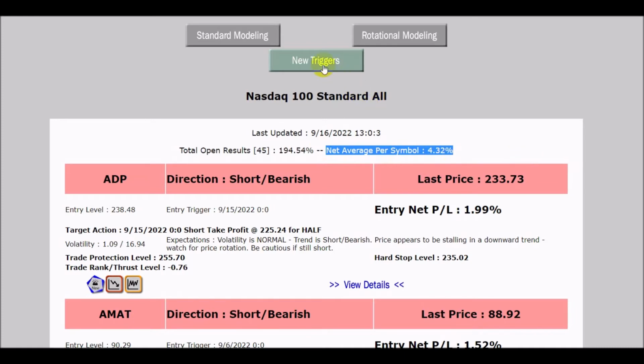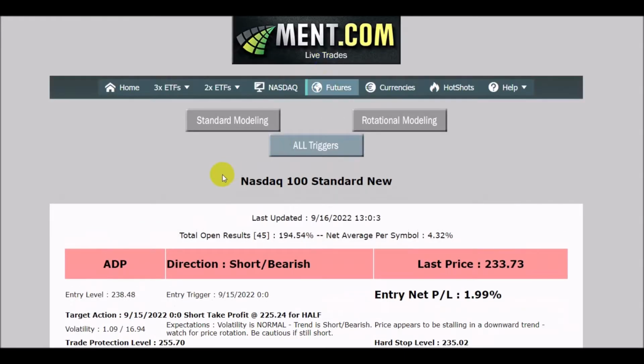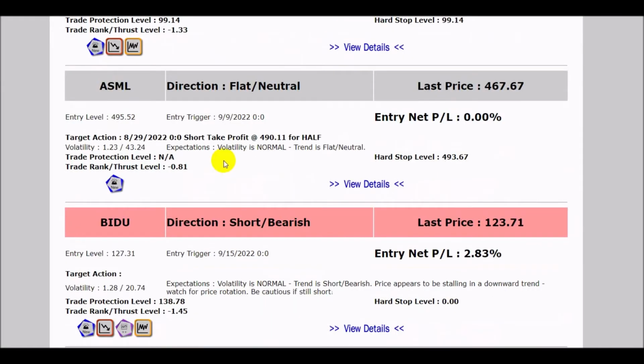You can click on the new feature here for new triggers, which will list all 45 new triggers. So you can see this is a new trigger to get flat. This is anything that's got this new trigger here. Recently, I've added this new target action process, which is a new feature to take profits. It is set up as half and half. So the target is set for half the original position, and the second half remains.